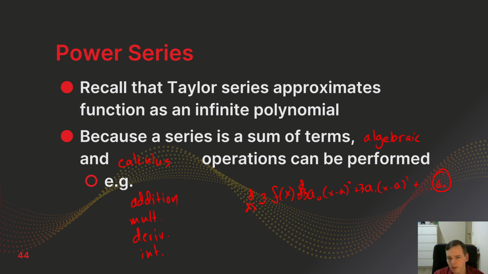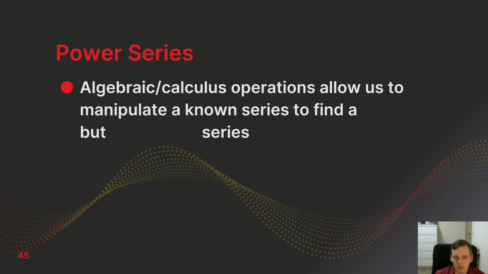And this is where we mainly use it in the AP test: taking one function with one power series and transforming it into another. Those algebraic and calculus operations allow us to manipulate a known series to find an unknown but related series. We can take a function where they give us the power series, or it's easy to calculate the power series, and then we can calculate a related power series.